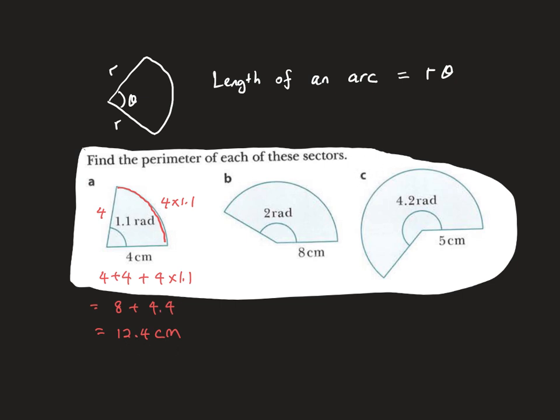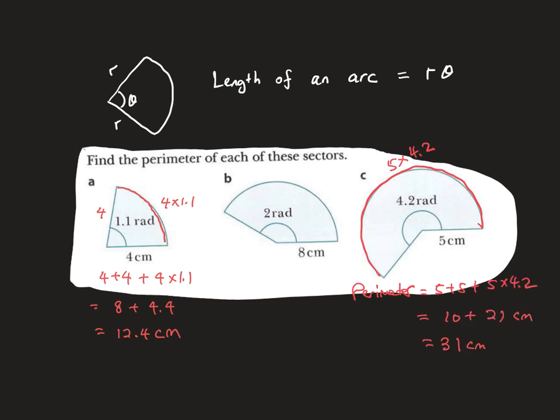Let's try this C. So the perimeter will be this 5 plus this 5, so we have to find what is the arc length of this one. So the arc length for this one will be 5 times 4.2. So the perimeter will be equal to 5 plus 5 plus 5 times 4.2.